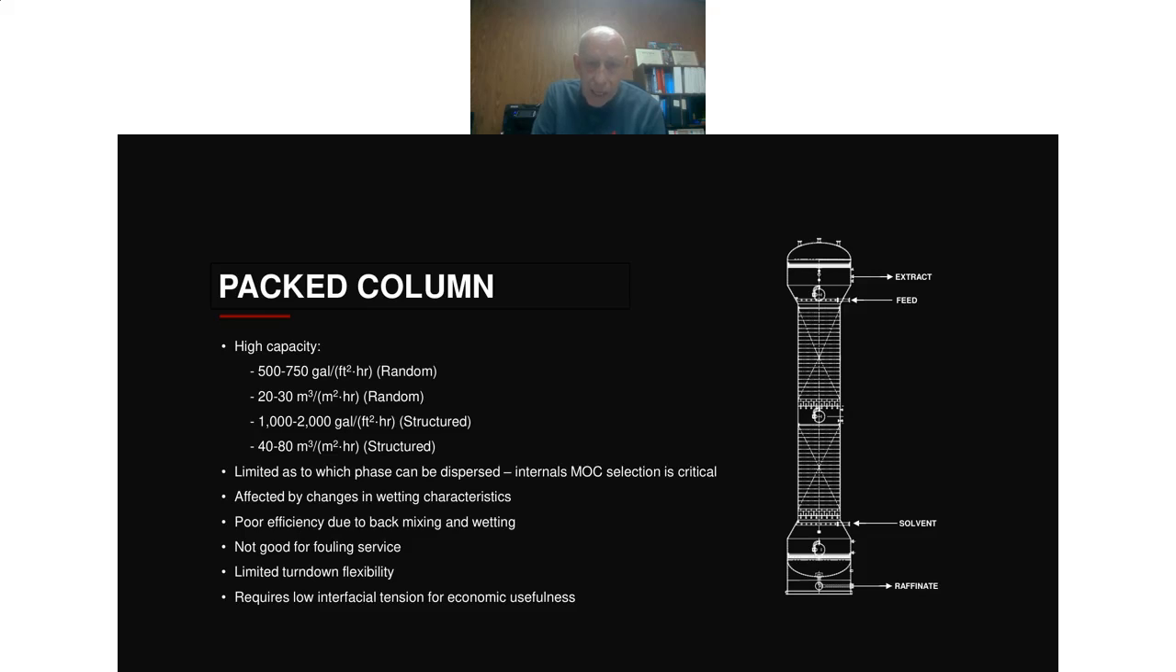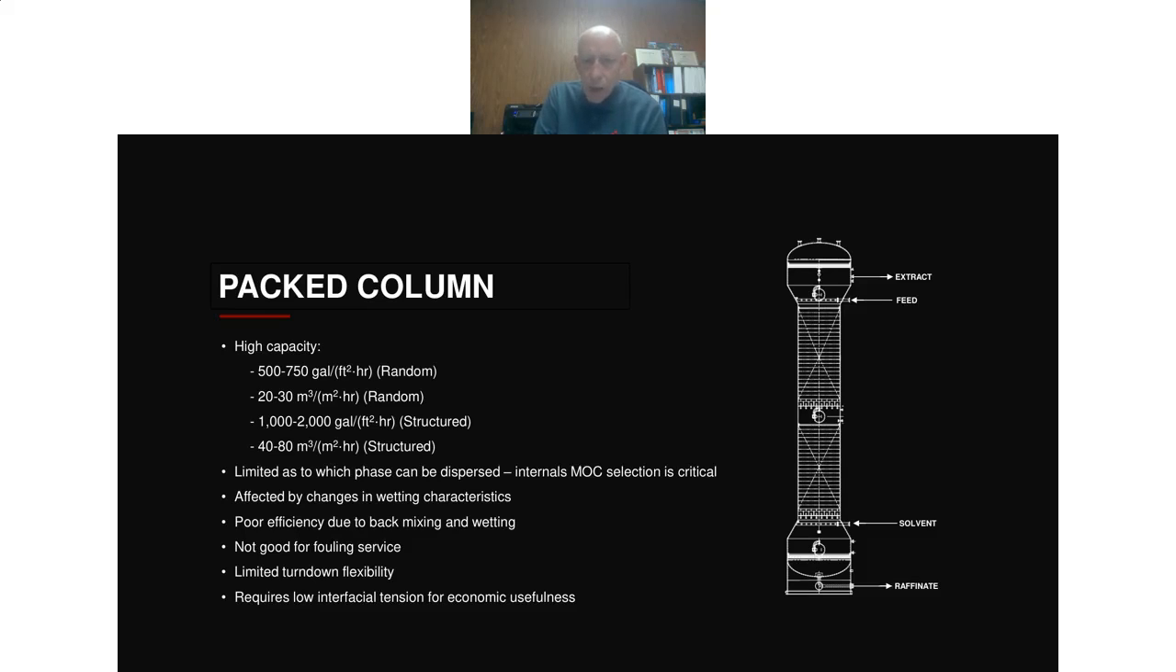Now those capacity numbers, gallons per hour per square foot or cubic meters per square meter hour, you take the feed rate and add it to the solvent rate and divide by the cross-sectional area of the extraction column, and that's what gives you that number. It's kind of an average over the whole length of that column.